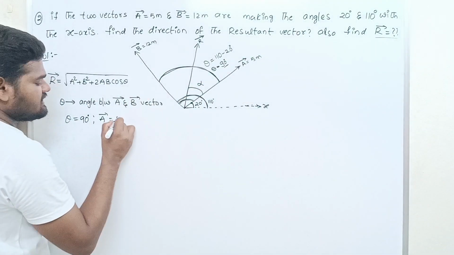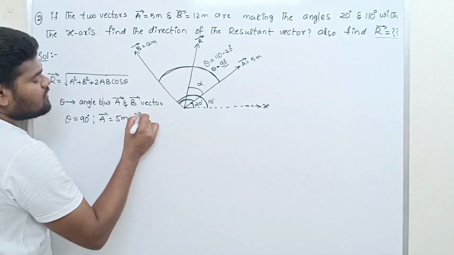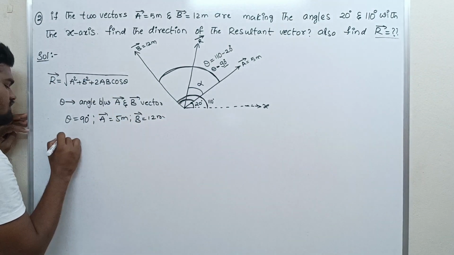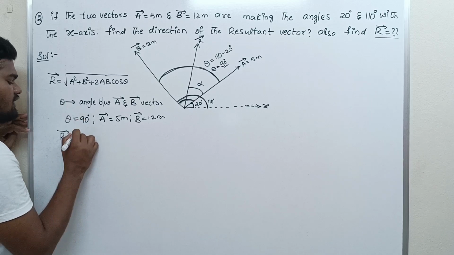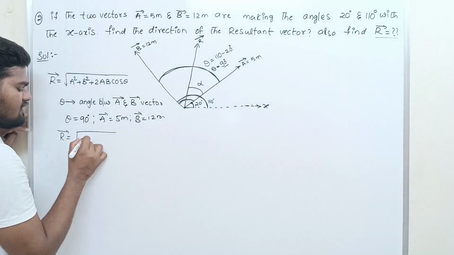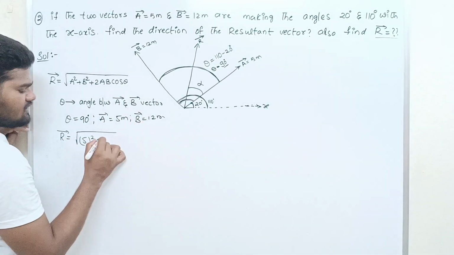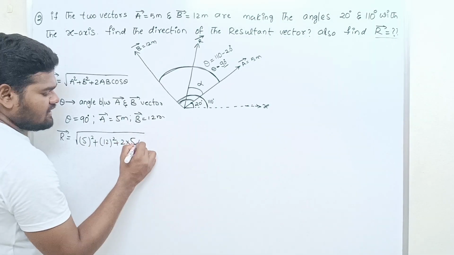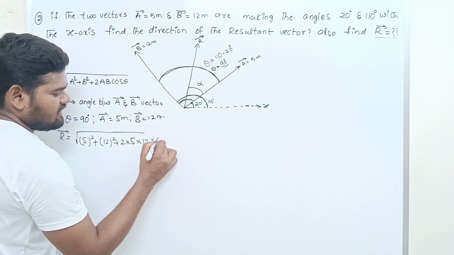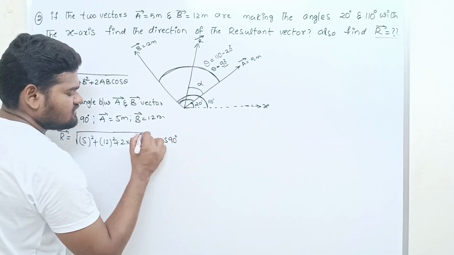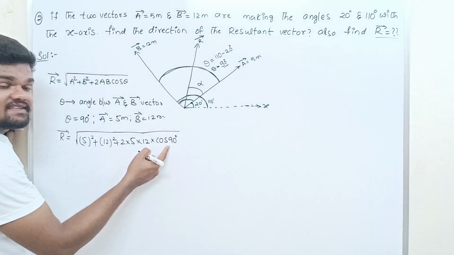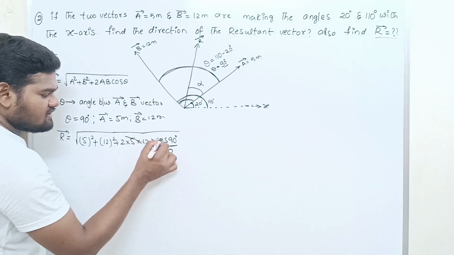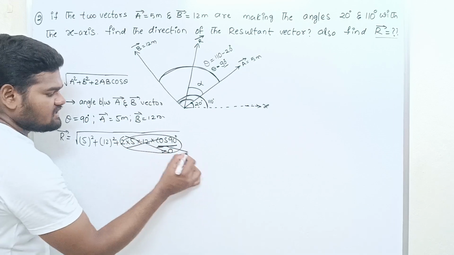The A bar they are given is 5 meters, and the B bar vector they are given is 12 meters. Just substitute here. So R bar is equal to the square root of A squared, which is 5 squared, plus B squared, which is 12 squared, plus 2 times A, which is 5, times B, which is 12, into cos theta with theta equal to 90 degrees. What is the value of cos 90? The value of cos 90 is 0. 0 into something is 0, so this total term becomes 0.